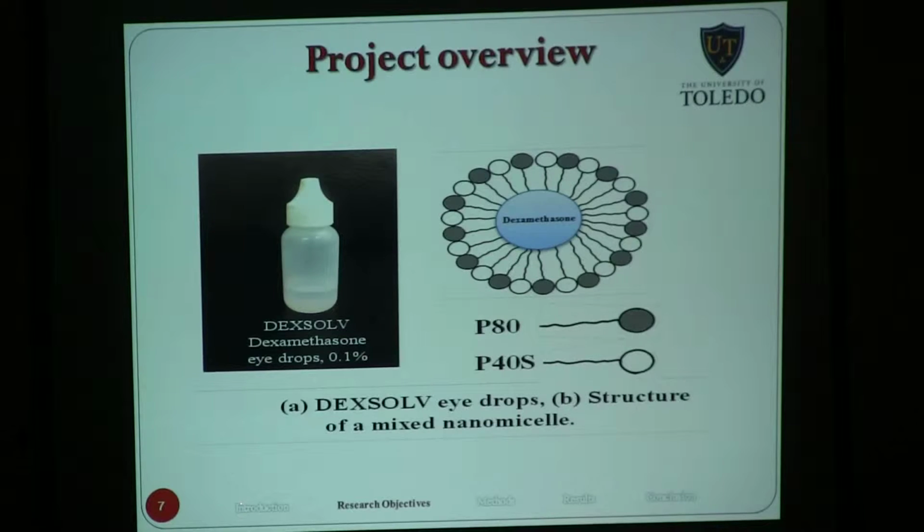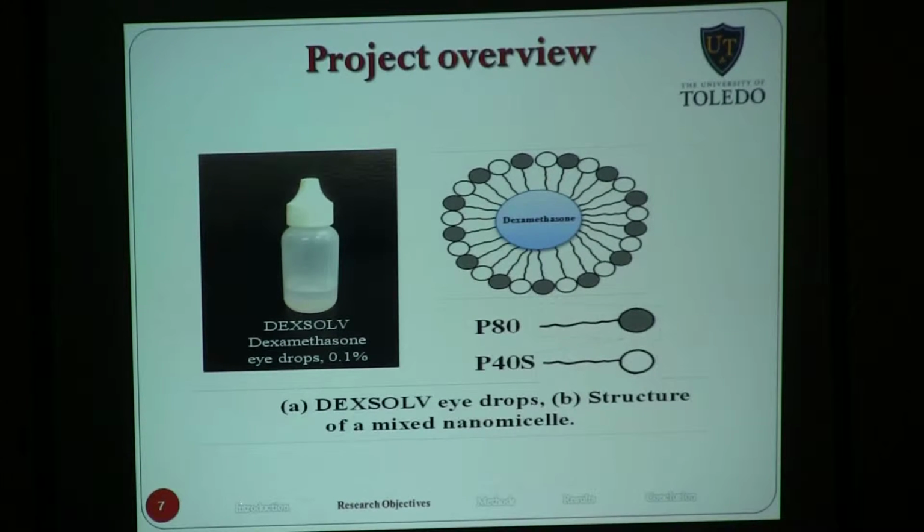And now we have designed a clear solution of dexamethasone, which consists of 0.1% dexamethasone, and we have named it as DEXSOLV. So if you see here, this is the eye drop formulation, which is very clear. And we have used a nanomicellar technology in order to dissolve dexamethasone.